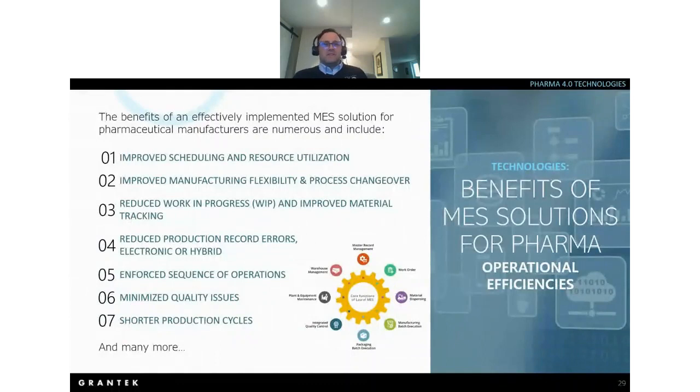The benefits of an effectively implemented MES solution for pharma manufacturers are numerous. They include improved scheduling and resource utilization, improved manufacturing flexibility and process changeover, reduced work in progress and improved material tracking, reduced production record errors, whether it be electronic or a hybrid electronic paper, enforced sequence of operations, minimized quality issues, shorter production cycles, and many more.